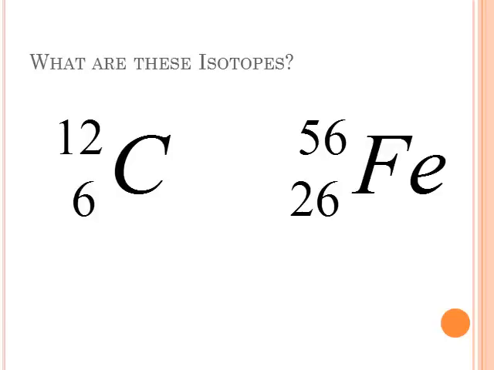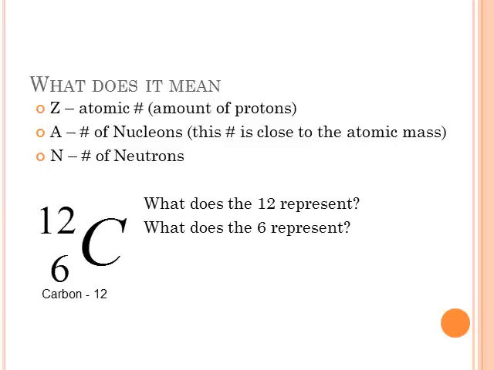All right, other things you should be aware of. You should be able to look at symbols like these and tell me what isotopes these are. This one right here is carbon-12. This one over here, can you guess what it is? You should be able to guess, and it is iron-56. So these are the isotope names. How do we label these isotopes? The 12 represents something, the 6 represents something, and this is the symbol for carbon or whatever your element is. We have three different numbers that you need to be very familiar with. This is all chemistry, so you should know it.